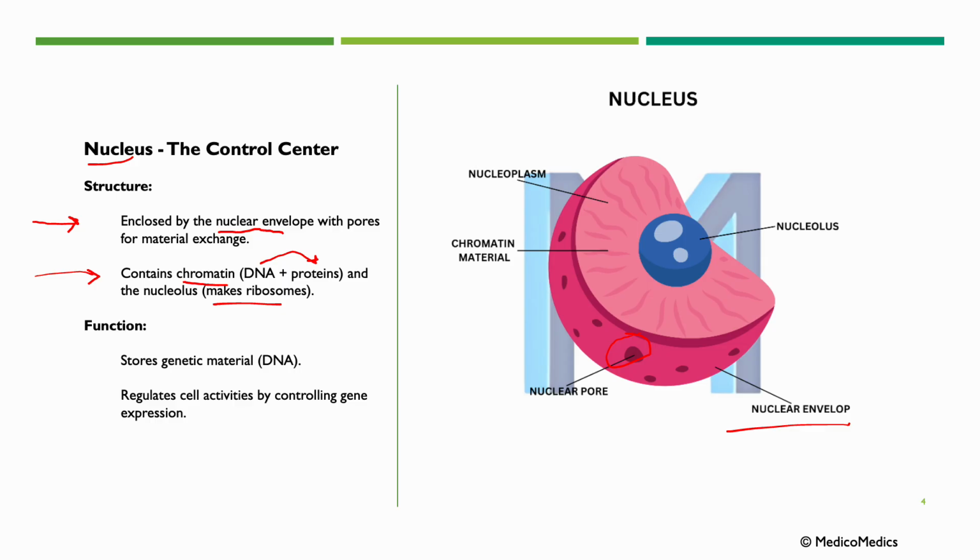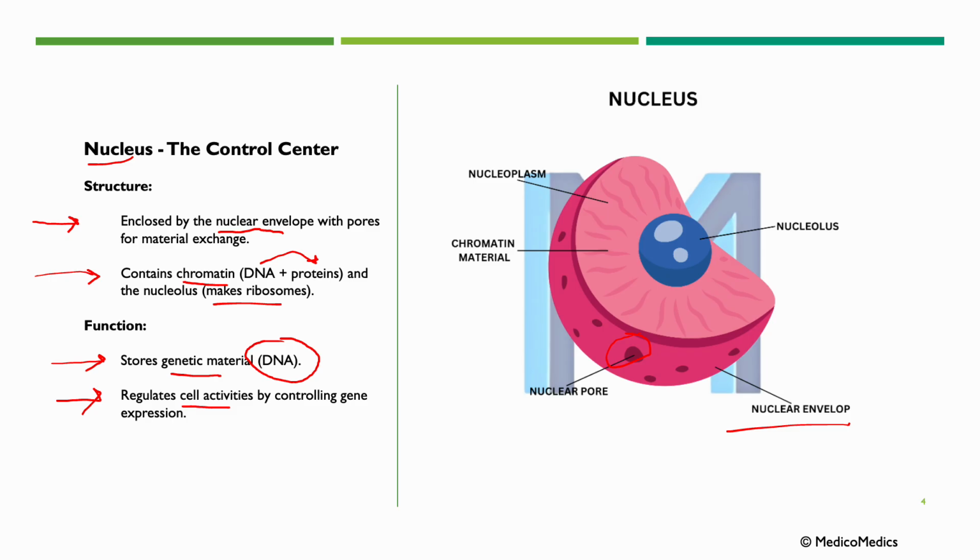Now, what's the function of the nucleus? Well, it stores genetic material, right? It houses DNA. Furthermore, it regulates cell activities by controlling gene expression. So the nucleus is like a boss's office where all instructions are stored and decisions are being made.